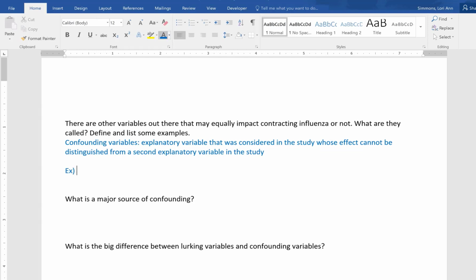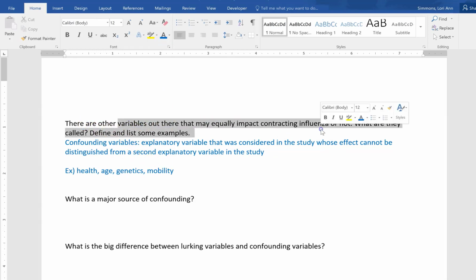So some examples. In the last example, maybe the health or the age, genetics, mobility. Those are some confounding variables. Again, they may equally impact contracting the influenza or not.